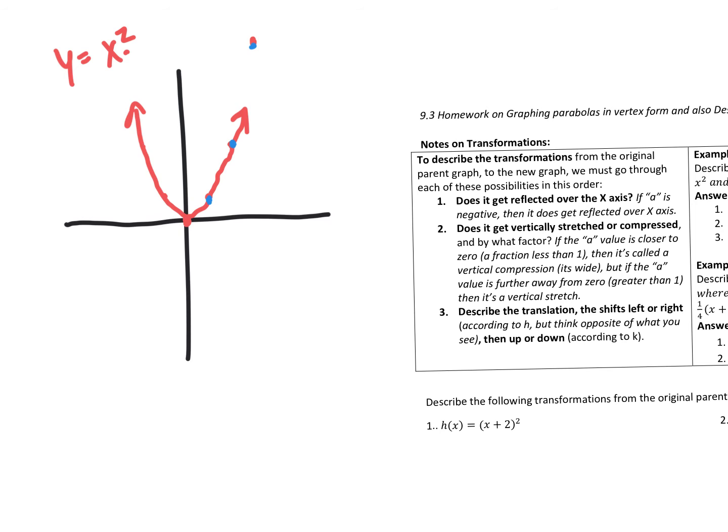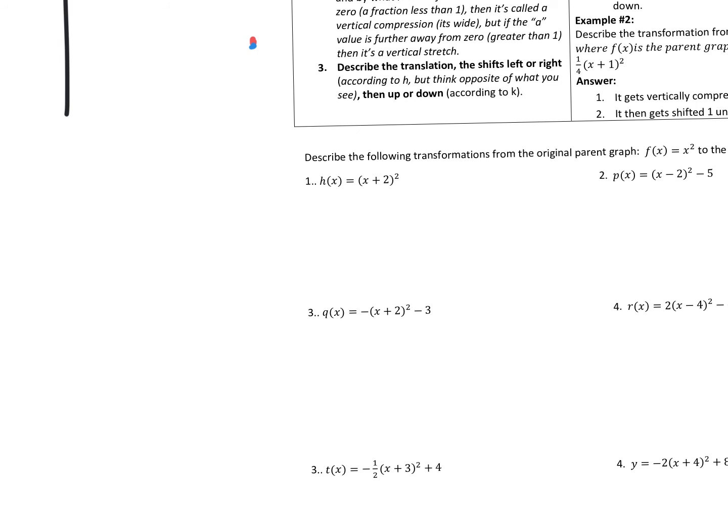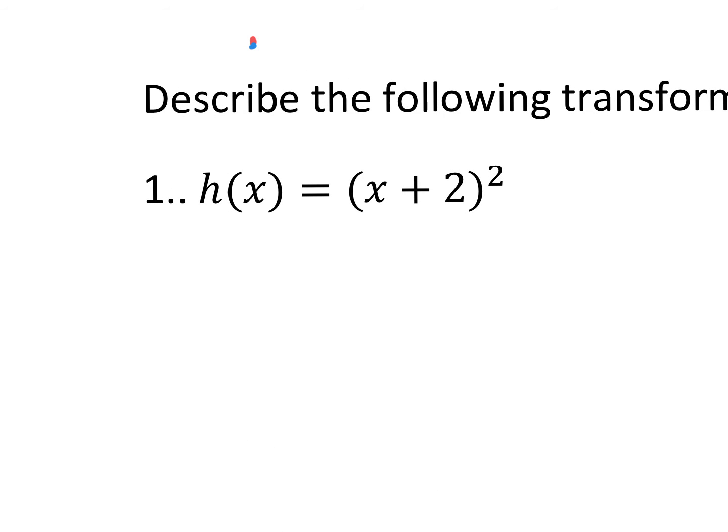And what we want to describe on transformations is how the original parent graph changes to whatever other graph they give you, okay? So if I take a look at this one down here, what kind of changes does it go through from the original parent graph to this one? You're going to first think of vertex form, y equals a parenthesis x minus h squared plus k.